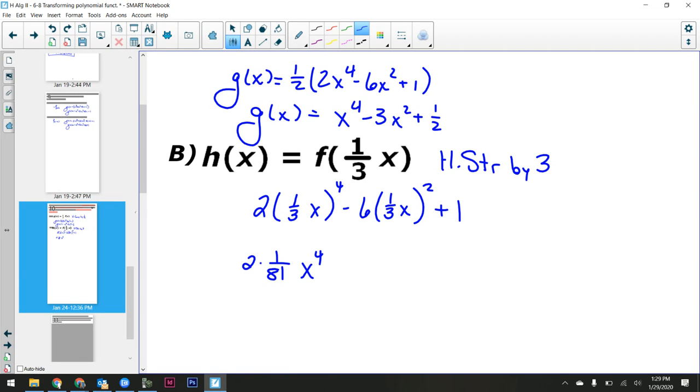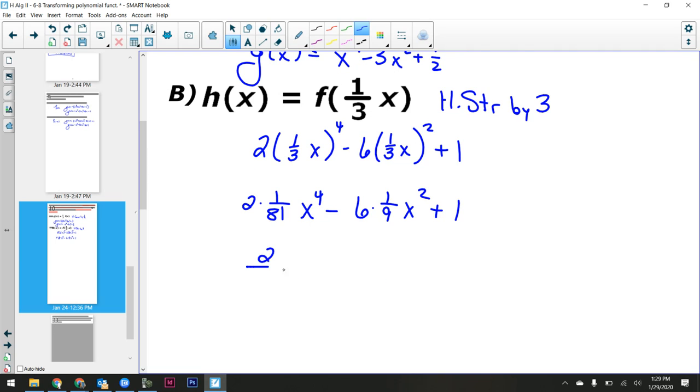And now we do the same thing here. This is 6 times 1/3 squared, which is 1/9 x squared, plus 1. And now we just simplify. 2/81 x to the 4th minus 6/9, that's 2/3 x squared, plus 1. There's my h of x.